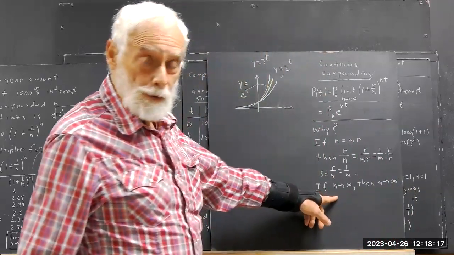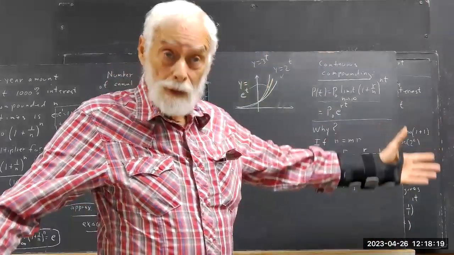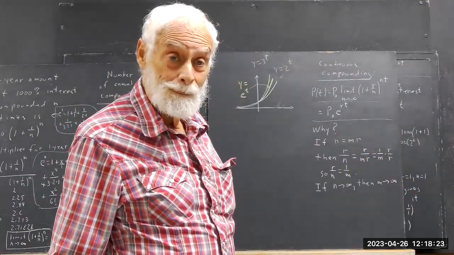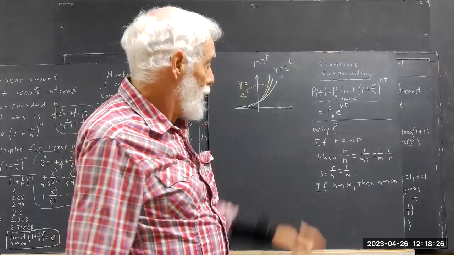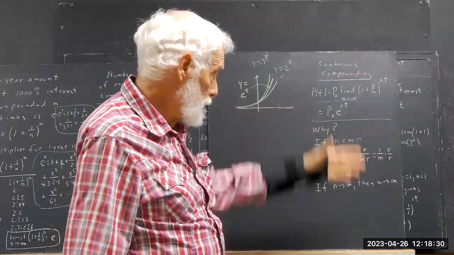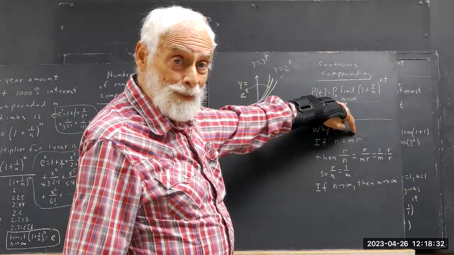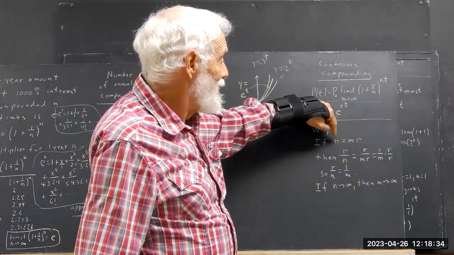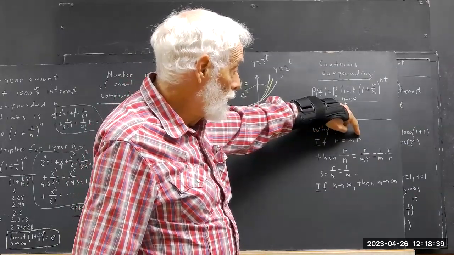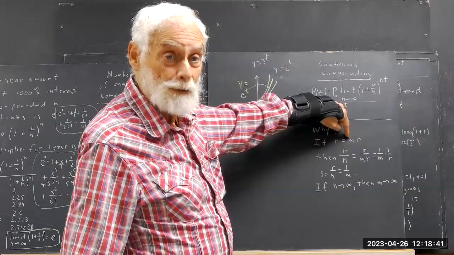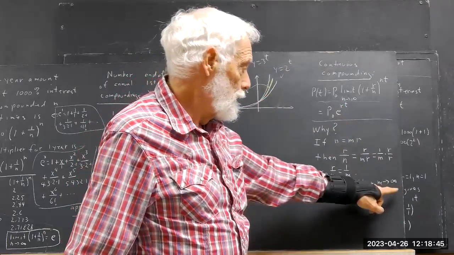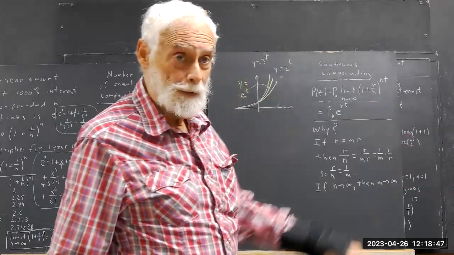Now, if n goes to infinity, that means n can get as big as it likes. Then m will go to infinity. m won't be as big as n, and if r is a reasonable interest rate, r would be less than 1, but still, n can get as big as you like. So no matter how small r is, m can still get as big as you like. Okay? So we say if n goes to infinity, then m goes to infinity.